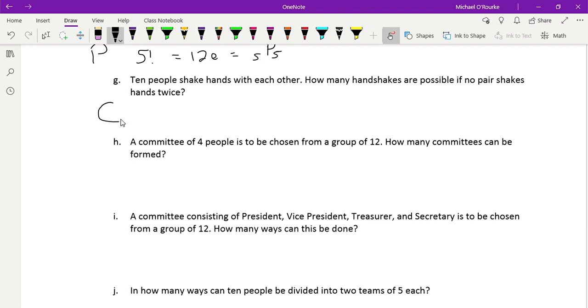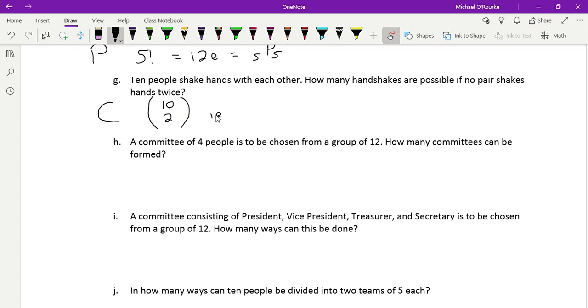So would it be 5? No, but no pair shakes hands twice, and it doesn't have to be in a prescribed order. Does that make sense? Whether I shake hands with Jenny first or Jenny last, I still shook her hand. So how do you write it so you don't shake your own hand? So it's 10 choose 2, because you can't shake your own hand.